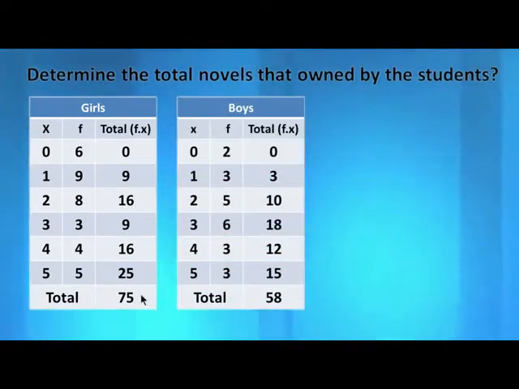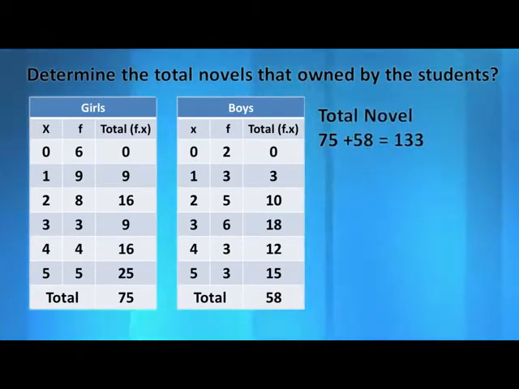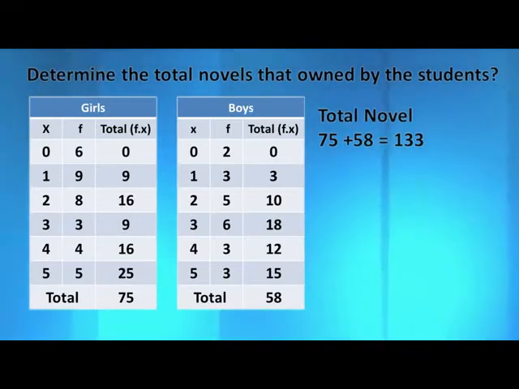How about the boys? You do the same. 2 students each have 0 novels, so the total novels is 0. 3 boys have 1 novel each. It means there are 3 novels. 5 boys, each of them has 2 novels, so the total is 10. You add all these numbers together, you get 58. So the total novels owned by the students that were surveyed is 75 plus 58, equal to 133.